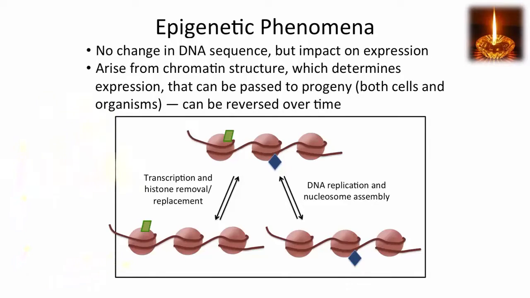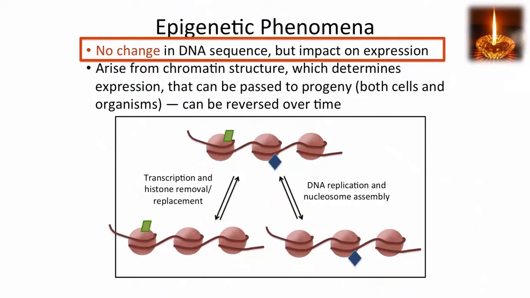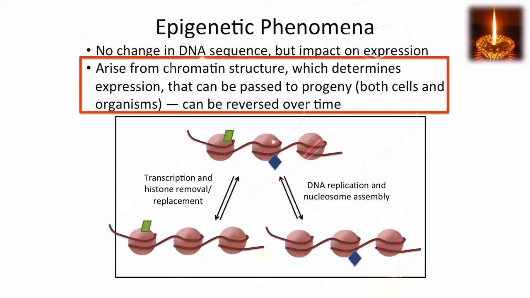These alterations in histone structure, in histone charge, come with no change in DNA sequence, but can have a huge impact on expression. They come from the chromatin structure, because the chromatin structure is altered depending on the charge and the sequence of the histones. That chromatin structure determines expression, and expression can in turn be passed on to progeny, both cellular and organismal.